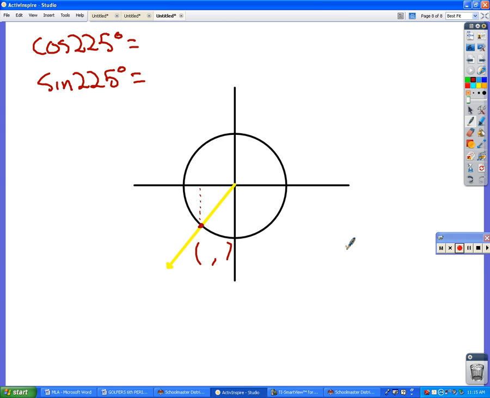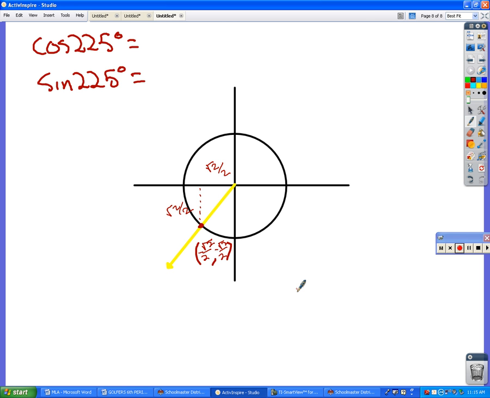Here is 1. So if this is 1, what's this? 1, or whatever it is. This one is √2/2, and then this one is also √2/2, right? But be careful, because what quadrant am I in? 3. So they're both going to be negative. So the coordinates of this point, since I have to go to the left √2/2, is negative √2/2, and then down √2/2 is also negative √2/2.